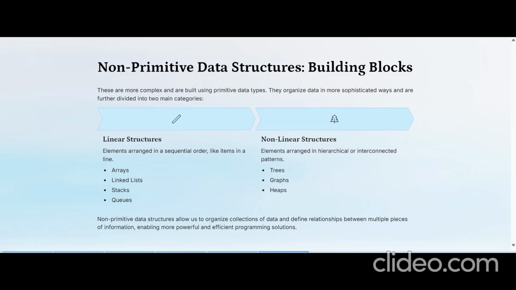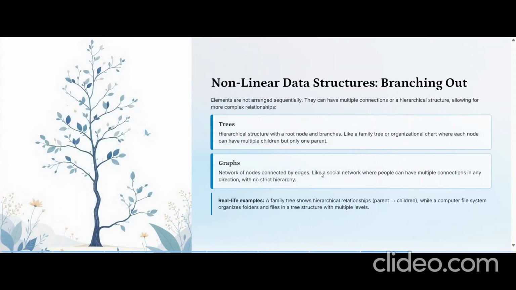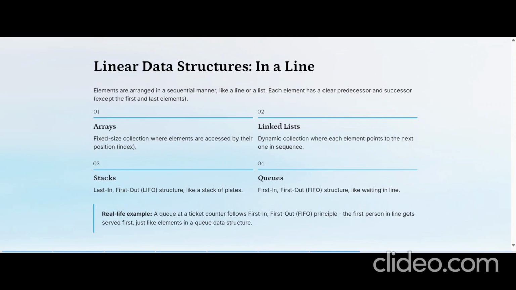In this non-linear data structure, the types are trees, graphs, and heaps. So these three data structures store the data in a non-linear fashion. After that, I will explain a little bit of the definition of all these data structures.